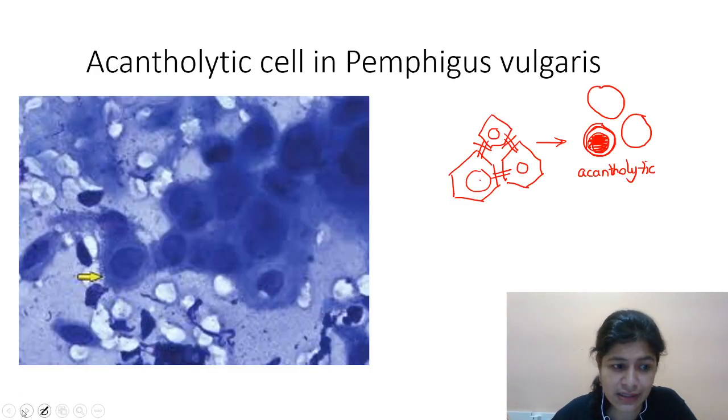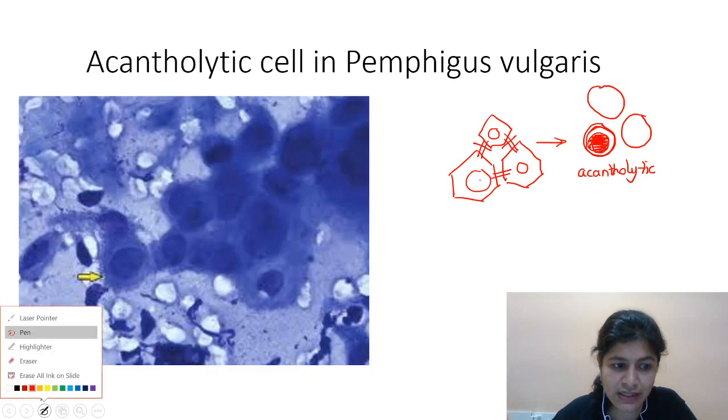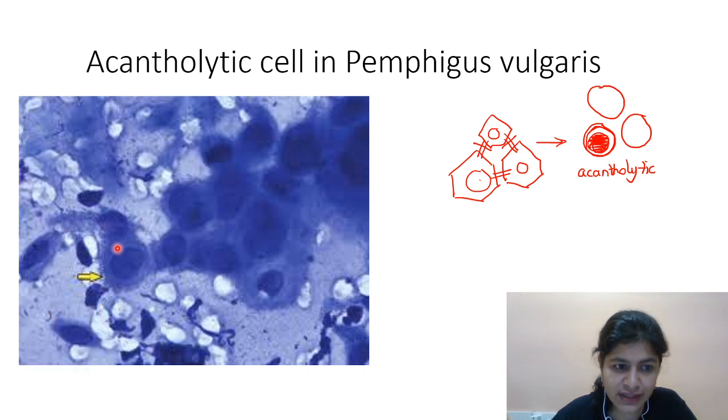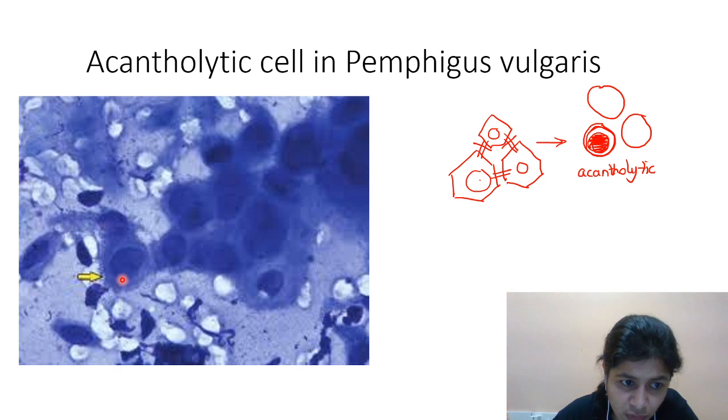So this is the classical acantholytic cell that you see in cases of pemphigus. As you can see, it is a rounded cell. It has a huge nucleus, and there is a peripheral condensation of cytoplasm. Okay, so this itself can come to you as an image-based MCQ.